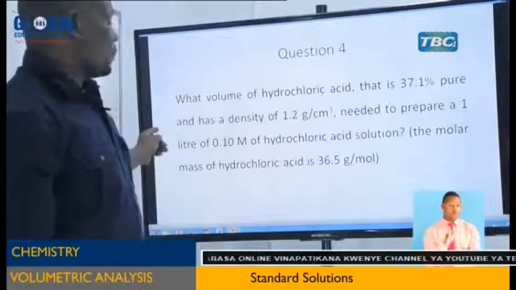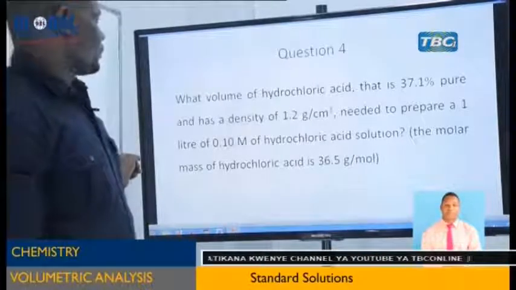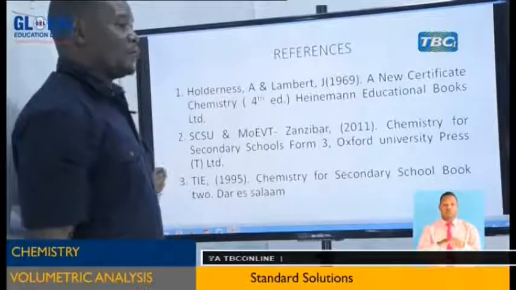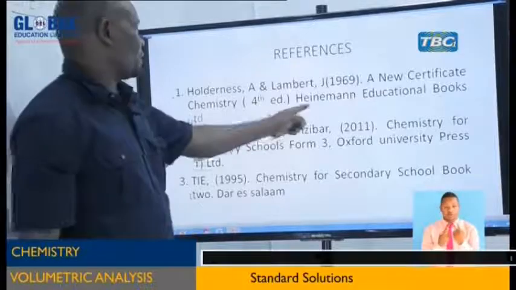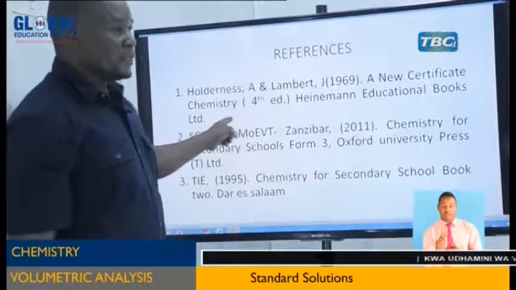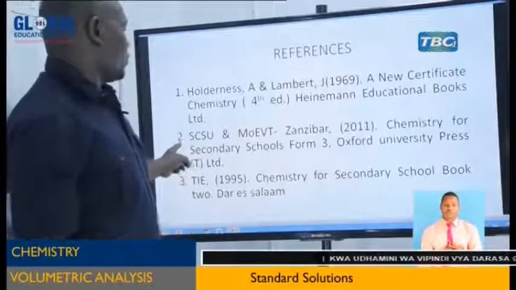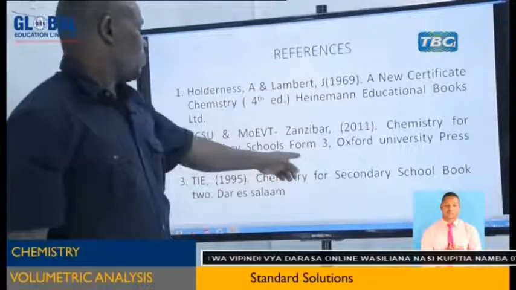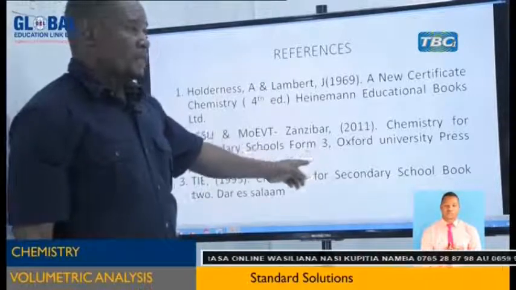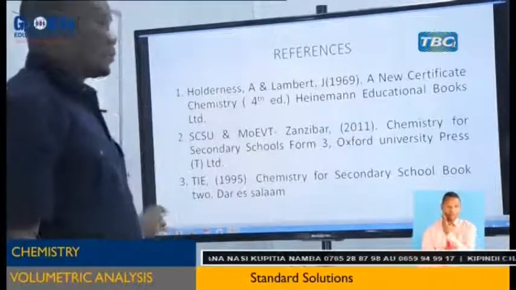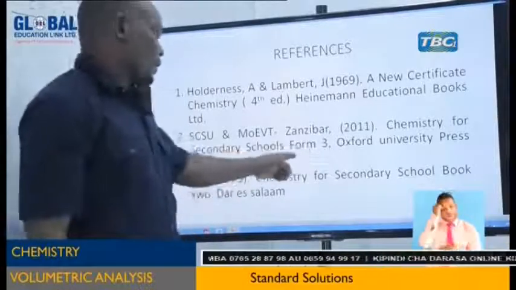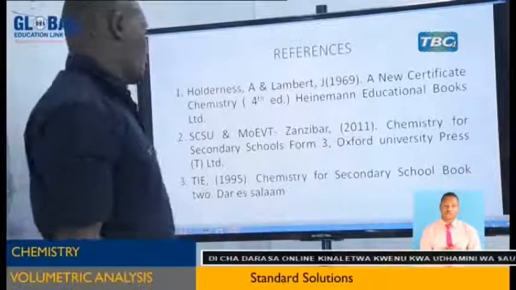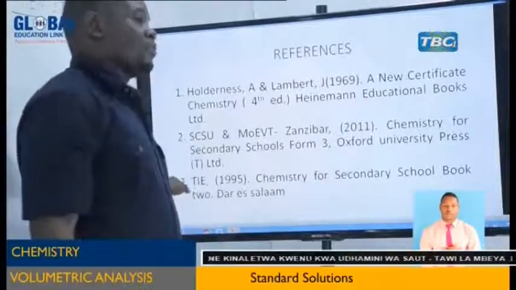These are references that you can use to find knowledge of what we have discussed. We have the first, New Certificate Chemistry, commonly known as Lambert, and also Chemistry for Secondary School Form 3, since the topic is a Form 3 topic. We have Book 3 written as Chemistry for Secondary School Form 3 by Oxford University Press, and the last, Chemistry for Secondary School Book 2 by Tai.